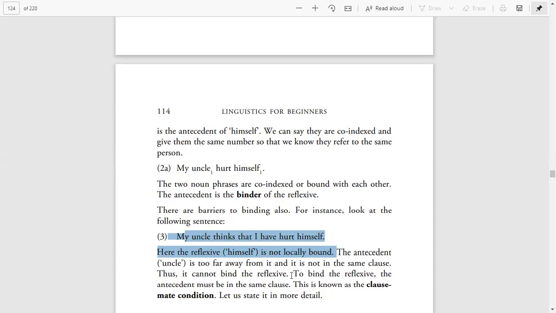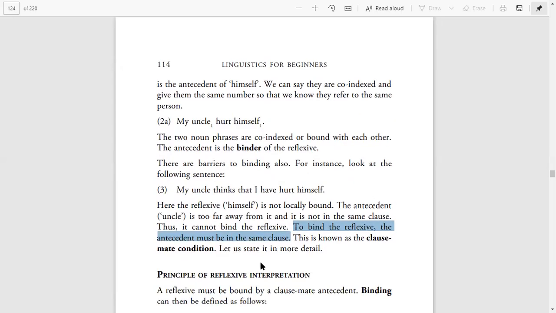To bind the reflexive, the antecedent must be in the same class. So this is important. If you want the antecedent to bind the reflexive, you should keep them both in one class. This condition is known as the classmate condition. We will discuss them in detail in tomorrow's lecture, along with the principle of reflexive interpretation, binding theory as well.